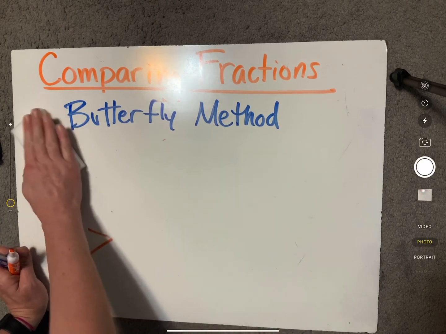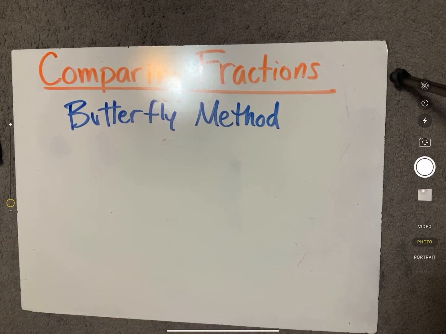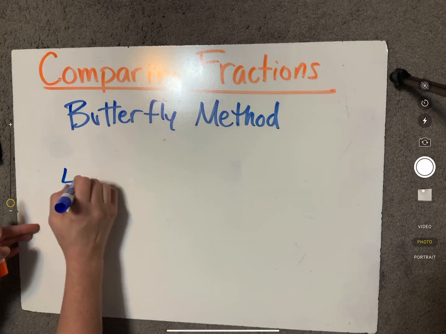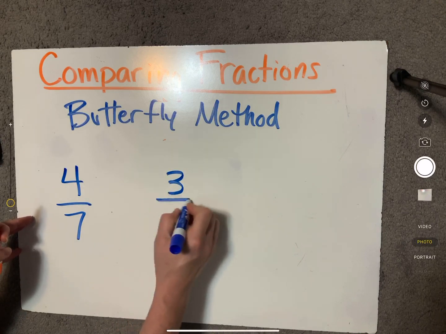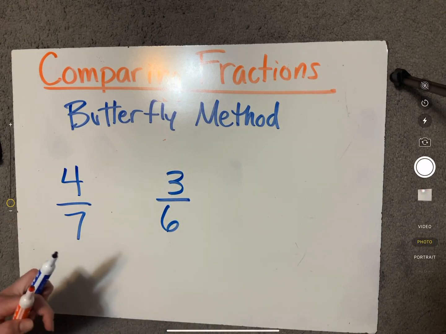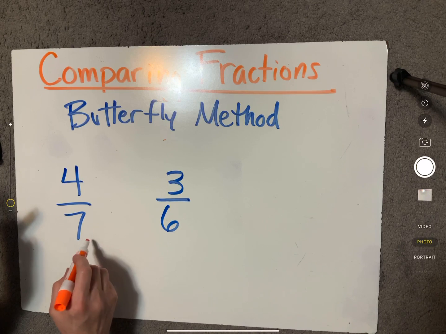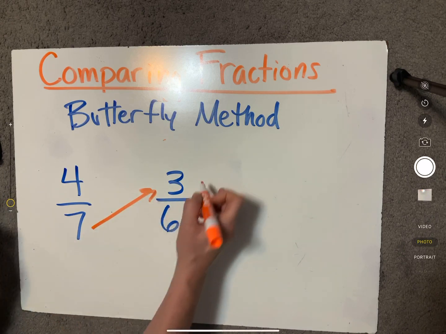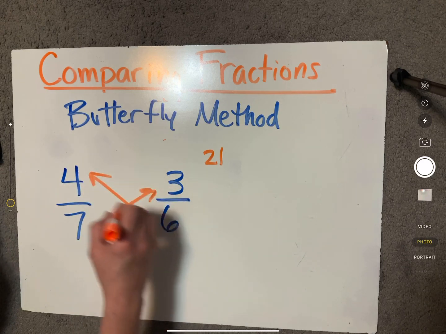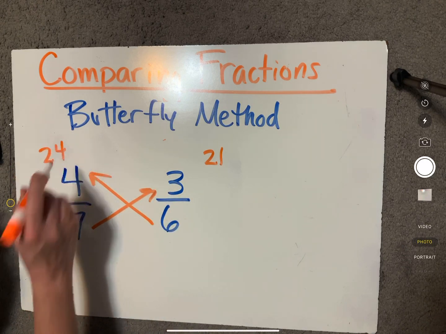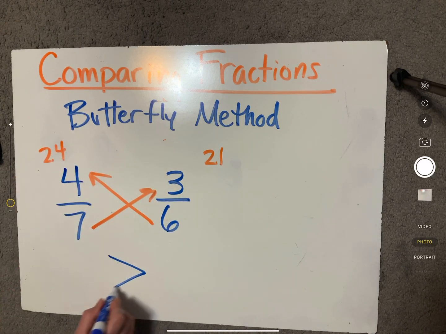All right, let's try another one. Let's do 4/7 and 3/6. Okay, so we're going to go bottom up. 7 times 3 is 21. Bottom up, 6 times 4 is 24. So the one here that's larger is 4/7.